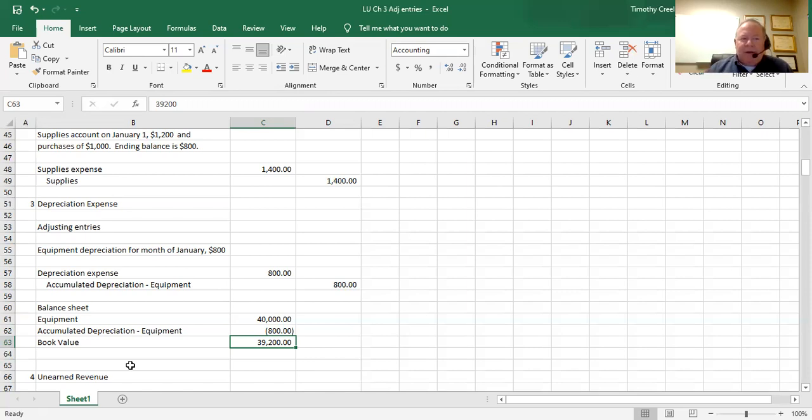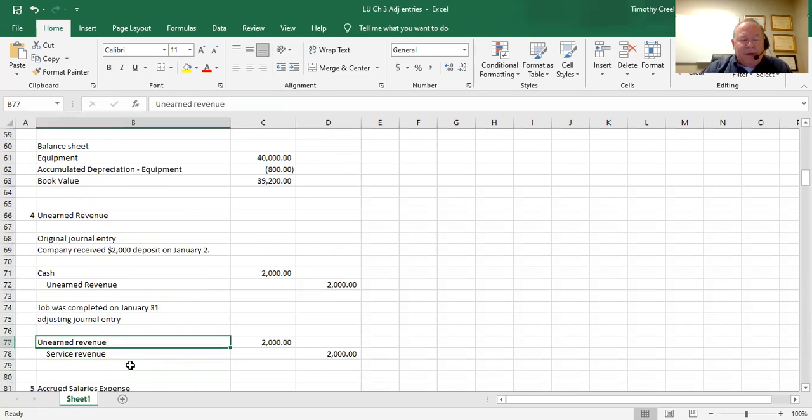The main thing here is just to realize that depreciation is an expense related to using assets in the ordinary course of your business, and that the journal entry you're going to recognize for the adjusting entry is a debit to depreciation expense and a credit to the accumulated depreciation for that account.